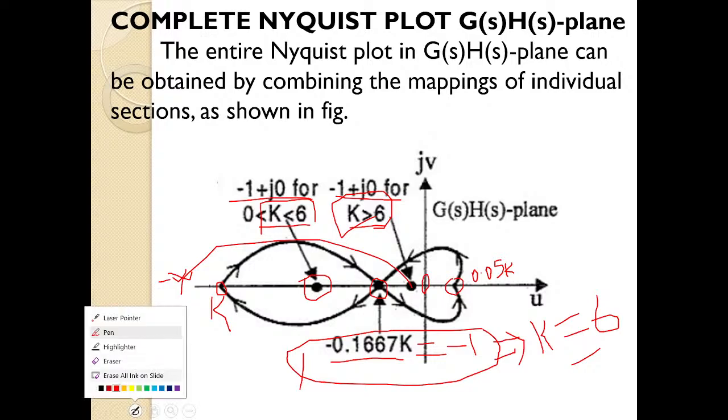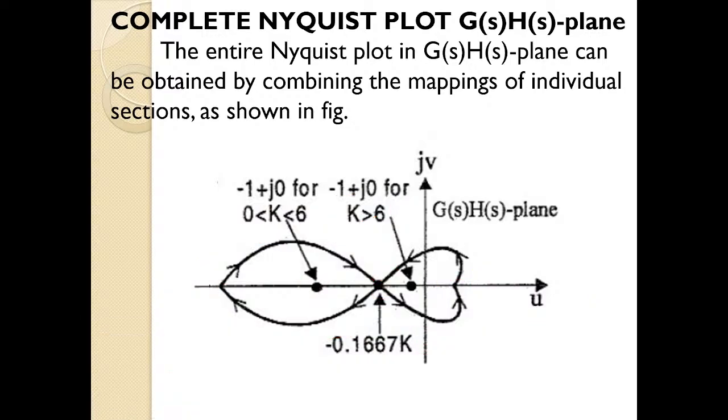Let me erase all lines. Now, when I have assumed k less than 6, if I want to discuss anything about this intersection point, then I can say that since I have assumed k less than 6, this point is my -1 plus j0 point, and this intersection point lies between the -1 plus j0 point and the origin. It lies between these two.